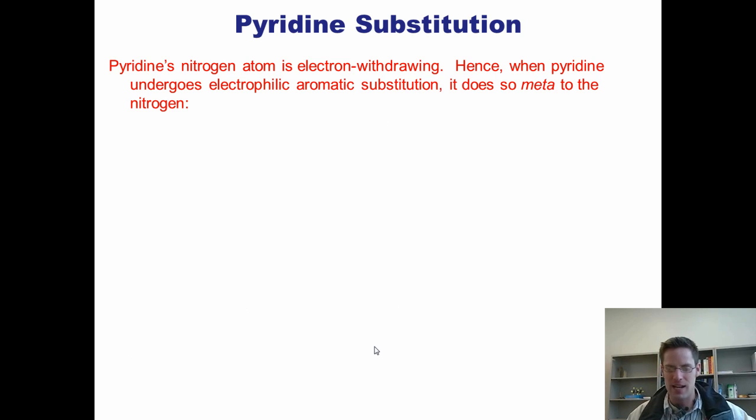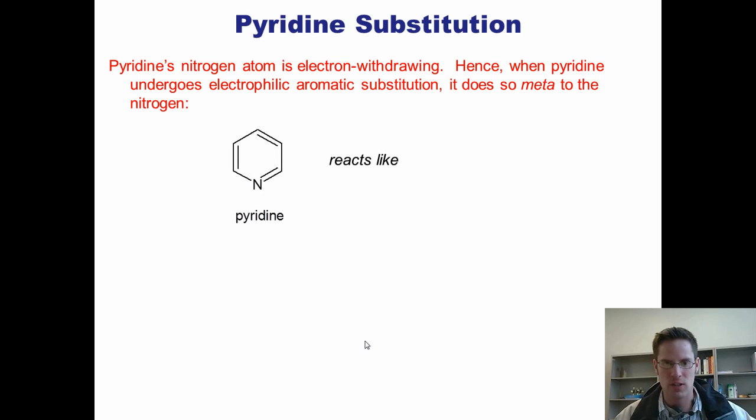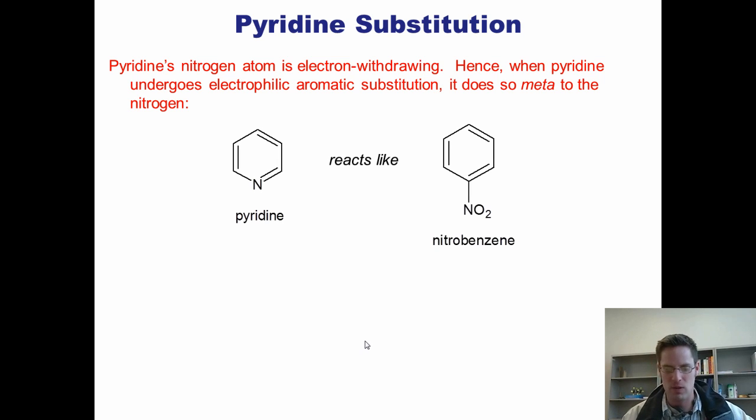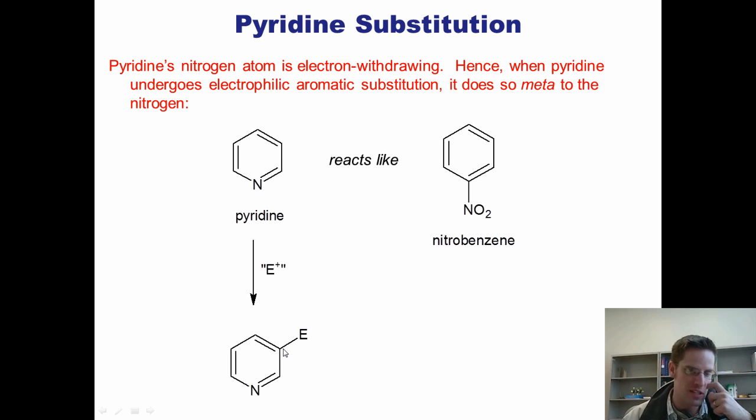Now, because pyridine's nitrogen atom is electron withdrawing, electrophilic aromatic substitution reactions on pyridine occur at the meta position relative to the nitrogen. Thus, we could say that pyridine reacts similarly to nitrobenzene during an electrophilic aromatic substitution reaction. So here's our nitrogen in pyridine. I do an electrophilic substitution reaction. The electrophile will get added at the position meta relative to the nitrogen, similar to the way we would see in the electrophilic aromatic substitution of nitrobenzene.